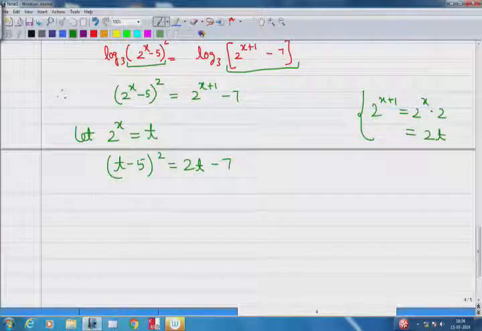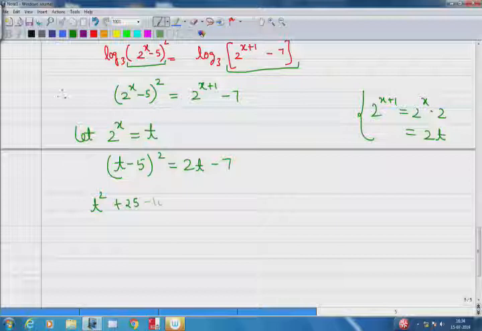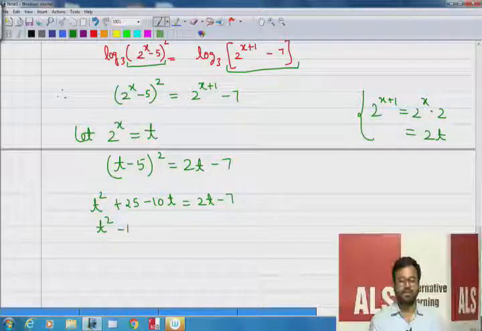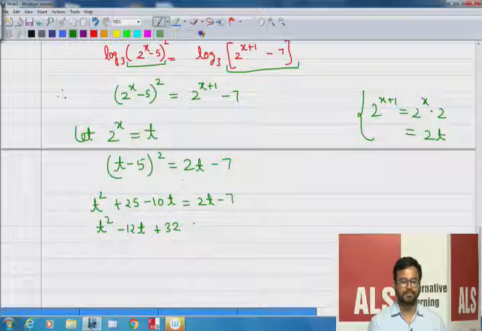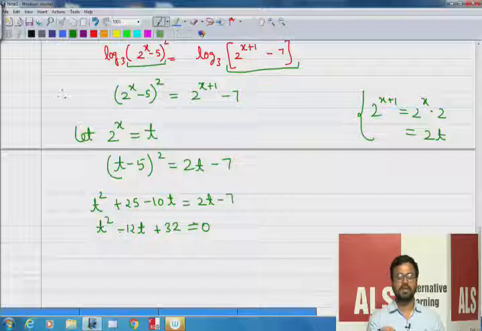Now you can open this left hand side by a minus b whole square, which is a square plus b square minus 2ab, is equal to 2t minus 7. So t square minus 10t minus 2t, which is minus 12t, and 25 plus 7, that is 32. Sorry, the 25 will be minus 7, so 25 plus 7, that is 32, correct. Now here we are getting the equation t square minus 12t plus 32 is equal to 0, a quadratic one.